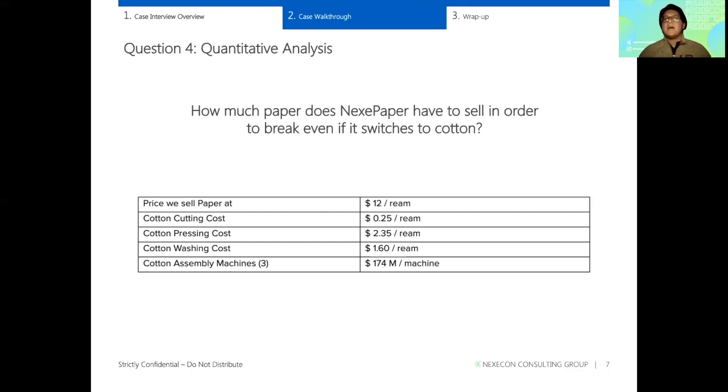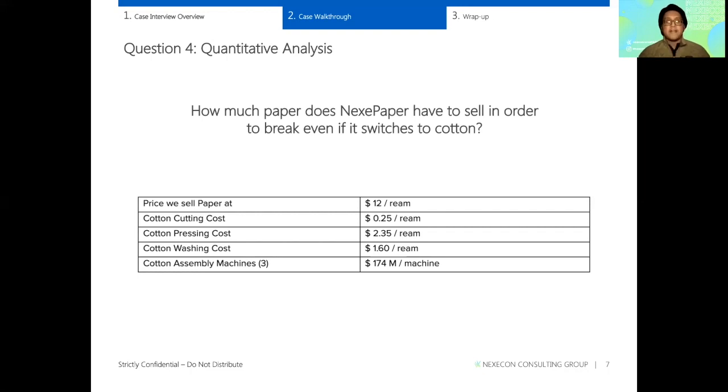So if I look at this data, I see that the revenue is going to be $12 per ream. And then all of the costs put together, so that's 0.25 plus 2.35 plus 1.6. That means it's going to be $4.20 of cost per ream. So if the revenue is $12 and the costs are $4.20, then that means that the profit per ream is going to be $7.80. So that means that I want to do 522 million divided by 7.8, and that's going to be the break-even amount. That's going to be how many reams of paper that I need to sell.